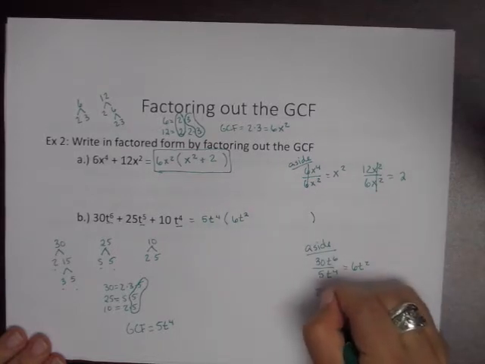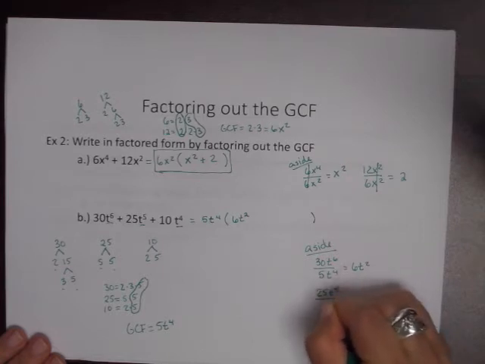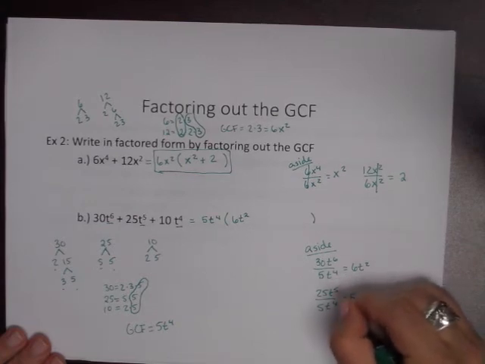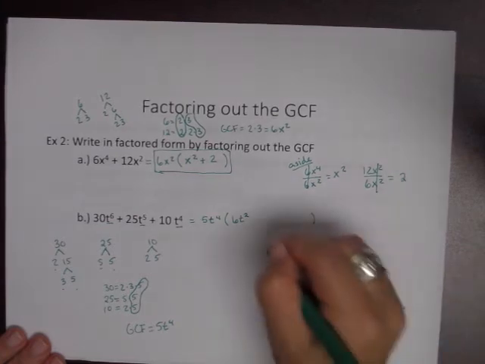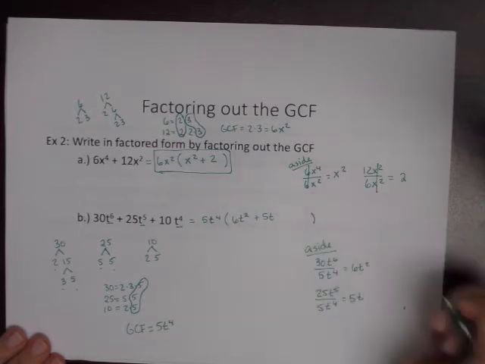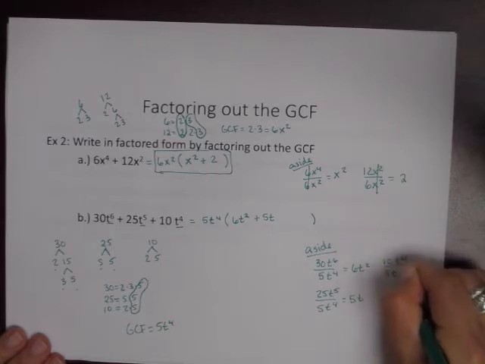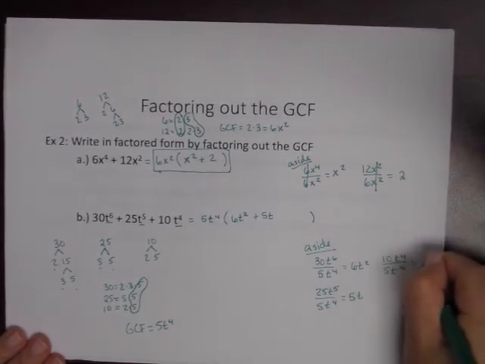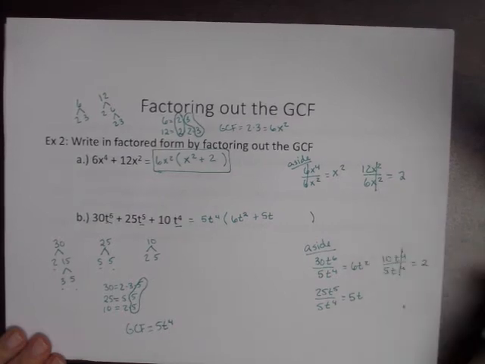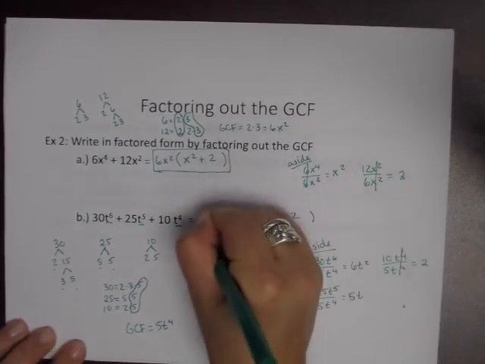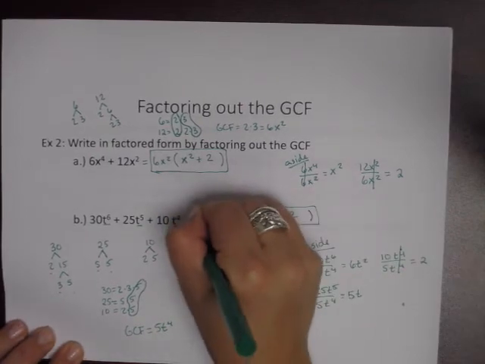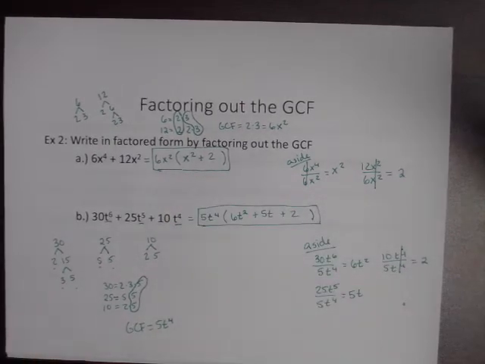Now for my next one, I'm going to take 25t to the 5th, and I'm going to divide it by 5t to the 4th. 25 divided by 5 is going to be 5. 5 minus 4 is just going to be 1. So plus 5t. And then I'm going to take 10t to the 4th, and divide it by 5t to the 4th. 10 divided by 5 is going to be 2. And then any number over itself will cancel out, so I'd go plus 2. And I'm done. We are going to be doing a lot of factoring out your GCF in chapter 6, so please make sure that you get comfortable with this.